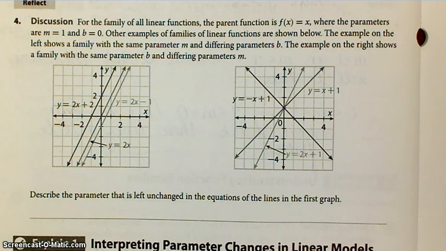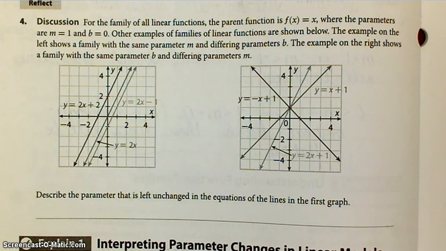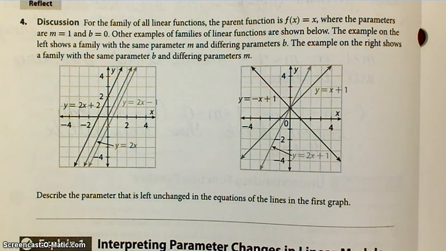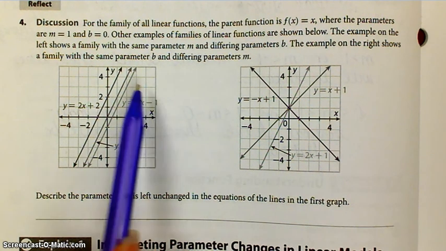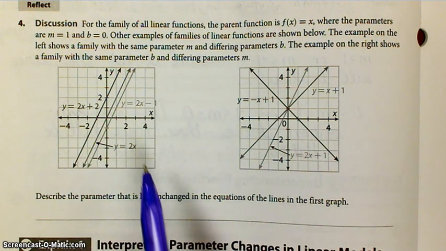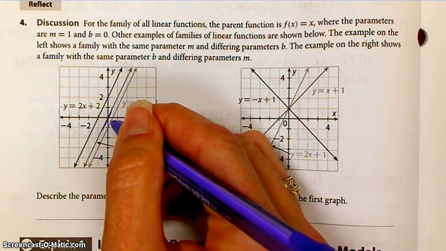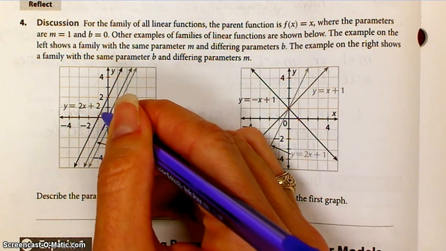Okay, I'm now on page 284 at the discussion question. For the family of all linear functions, the parent function is f of x is equal to x, where the parameters are m equals 1 and b equals 0. Other examples of families of linear functions are shown below. They all follow the same basic y equals mx plus b format, though. Okay, so if I look at this graph, there are three lines. Y is equal to 2x is this line in the middle. Y is equal to 2x minus 1. Y is equal to 2x plus 2.